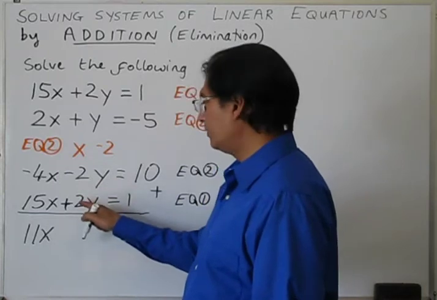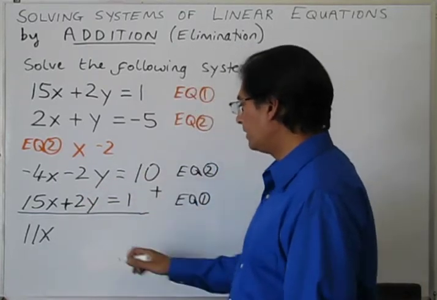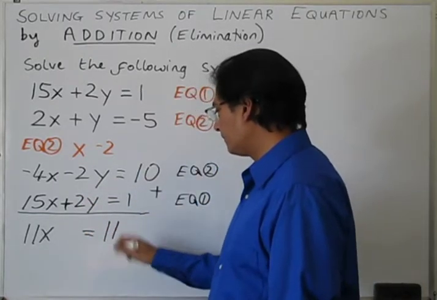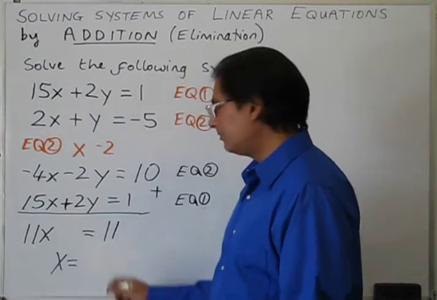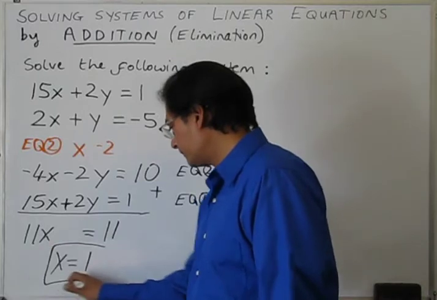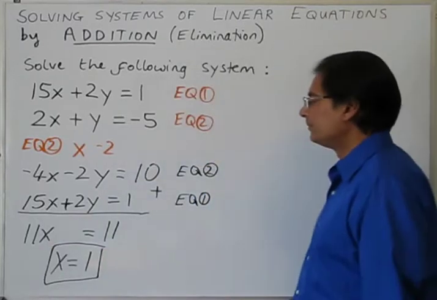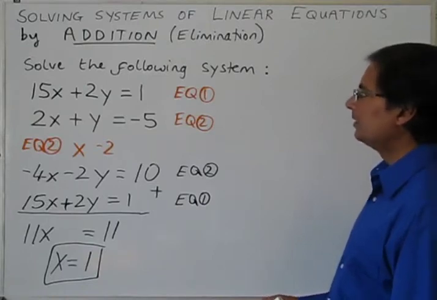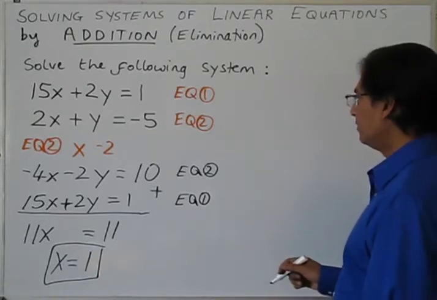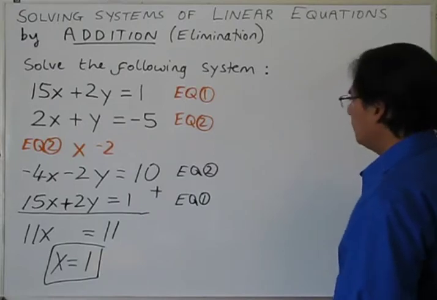Negative 2y plus 2y is 0. 10 plus 1 is 11. And so we end up with x equal to, we divide both sides by 11, we get 1. x equals 1. Now I need to find out what y is, so I have to substitute this back into one of my equations. So I might substitute it into equation 2.